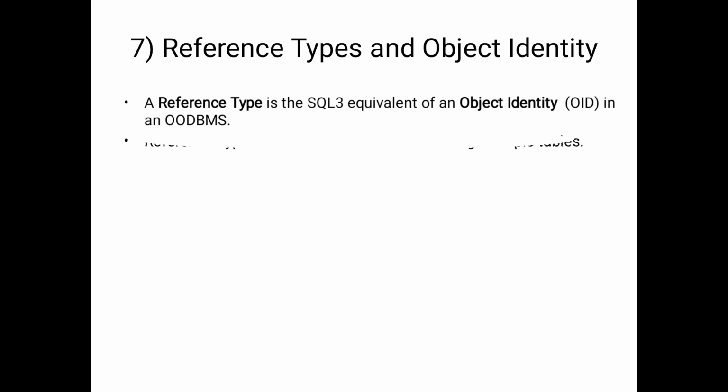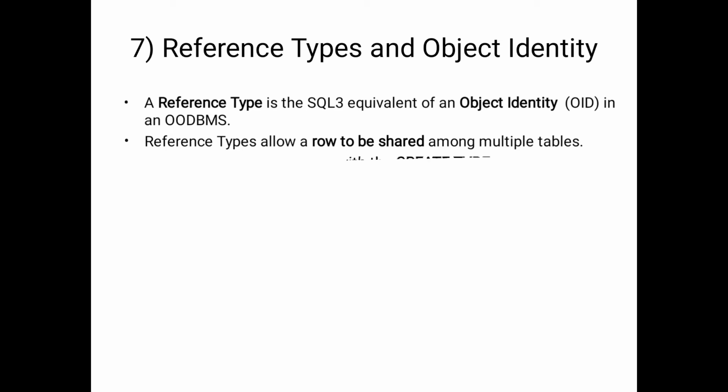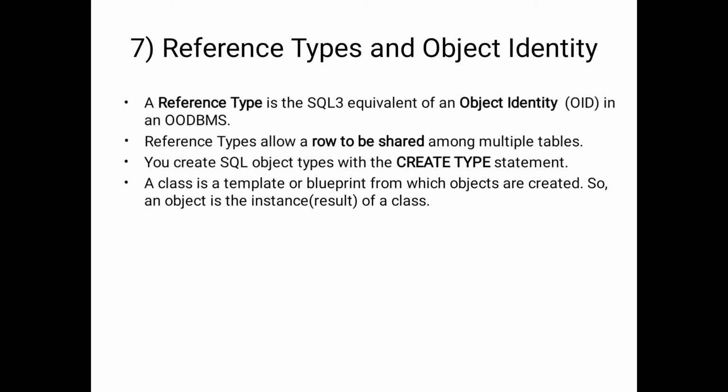Okay, now we will move to the reference types, which allow a row to be shared among multiple tables. That facility is available with the object. So first we will see how to create the object. After that we will move to how to utilize those objects. We will create the objects with the help of the statement create type.